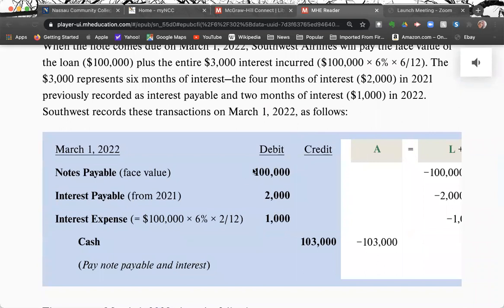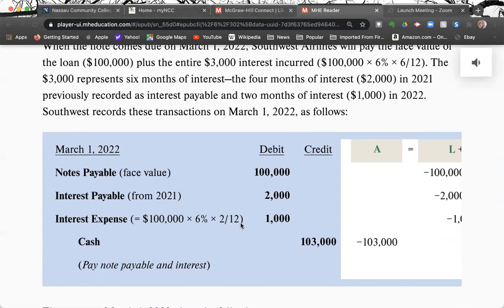So now we have debits of 100 plus 2, 102, credits of 103. We need another debit of 1,000. That's the interest expense for 2022. 2 months, January and February, 2 months. So you could do the math, 100,000 times 6% times 2 over 12.